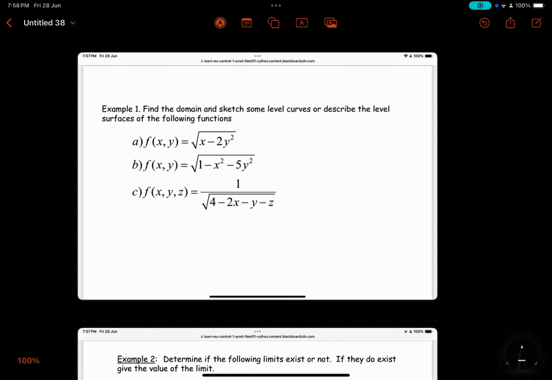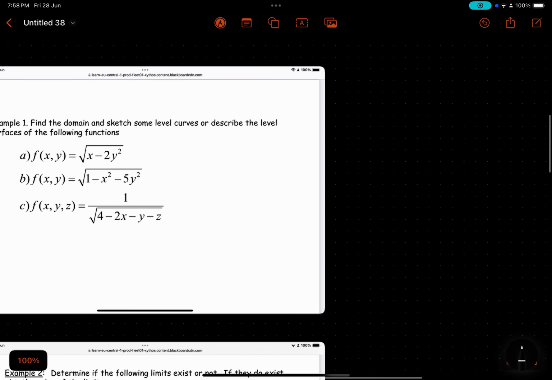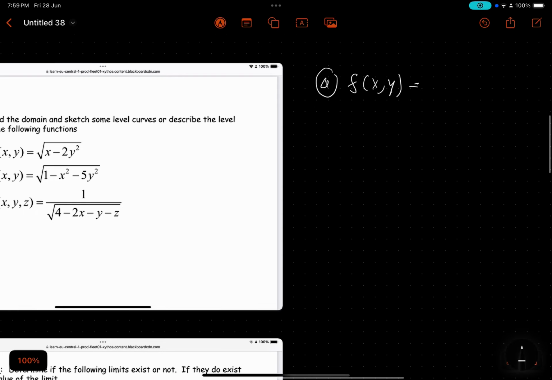Today we're going to solve some examples on level curves and describe some level surfaces. First of all, we're going to start with the first example, example A. Example A says that f of x y equals the square root of x minus 2y squared.